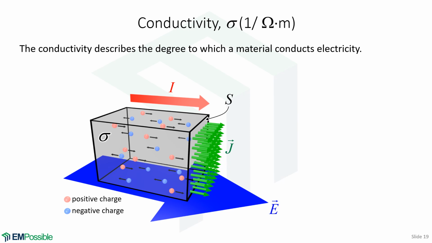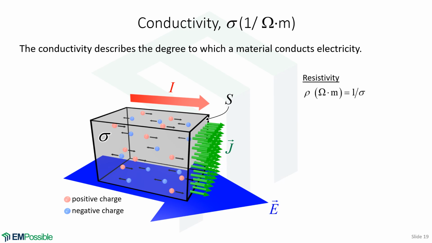Conductivity. This is written as the Greek letter sigma, the lowercase, and it has units of 1 divided by ohm meters. Conductivity is a measure of how well some material conducts electricity. Now, that can be a flow of positive or negative charges. We tend to think of this as just negative charges or electrons in a metal like copper or aluminum or something like that.